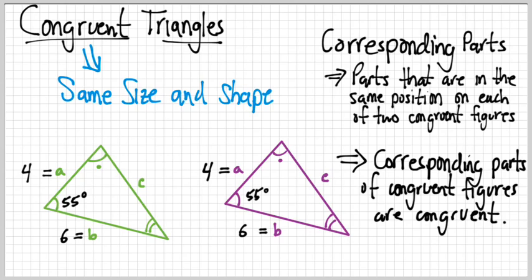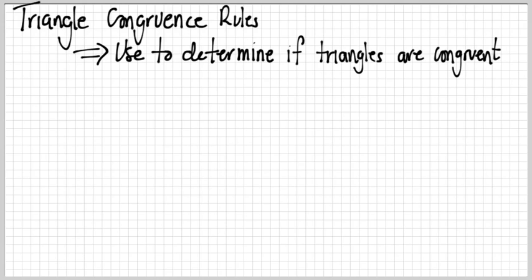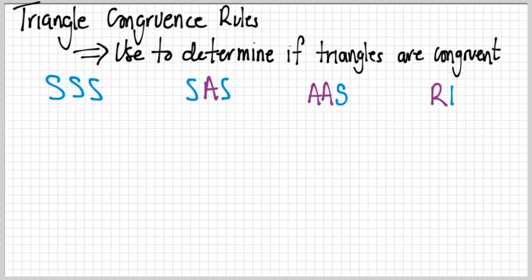Now, with triangles, we have some special rules that tell us when they are congruent. We have what are called triangle congruence rules, often called postulates or theorems. I'm not going to get into that today. We can just call them rules. And we can use them to determine whether triangles are congruent or not. There's 4 of them that we're going to talk about today. And they are named with these abbreviations. They're sort of shortcut names.